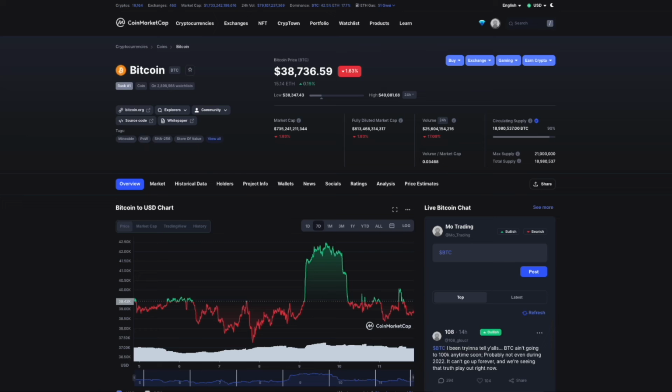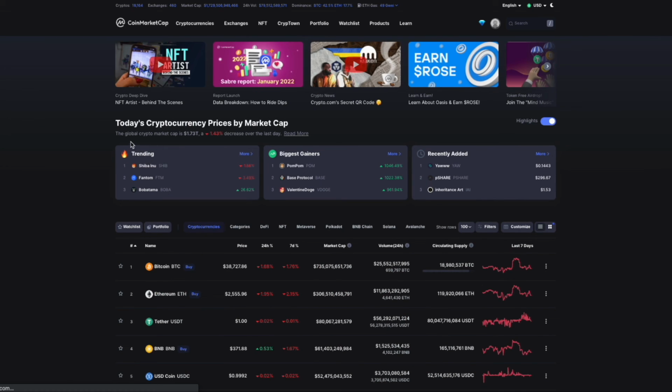If we go over to CoinMarketCap to see what is up, as you can see here, the global market cap is at 1.73 trillion and the overall market is down 1.43% at the time of recording.